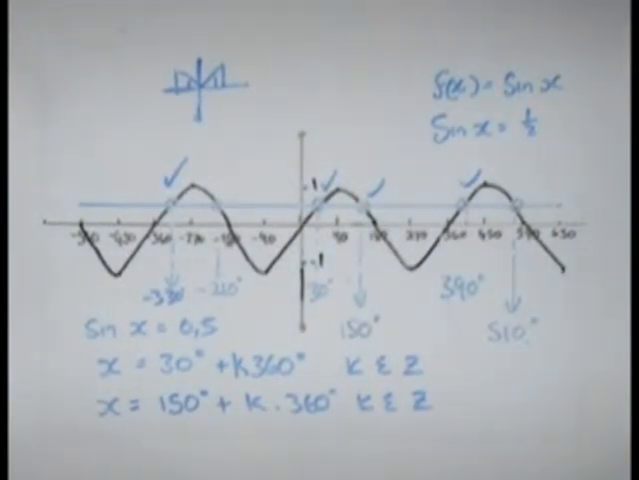So when sine of x is equal to positive 0.5, x could either equal 30 degrees plus k times 360 or 150 degrees plus k times 360. And that's because the sine graph repeats itself, or rather the sine function repeats itself every 360 degrees.